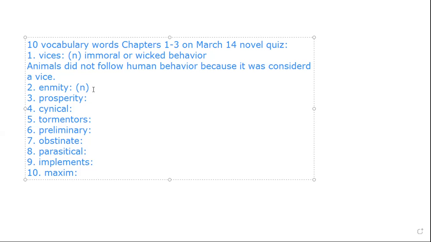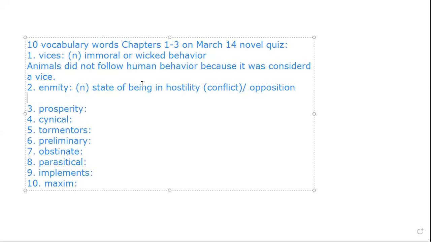So here, enmity refers to the idea of the state of being in hostility. And hostility means basically conflict, or when you are in opposition. That means you're opposing. That means you're in a conflict or a disagreement or problems. It's a negative context.